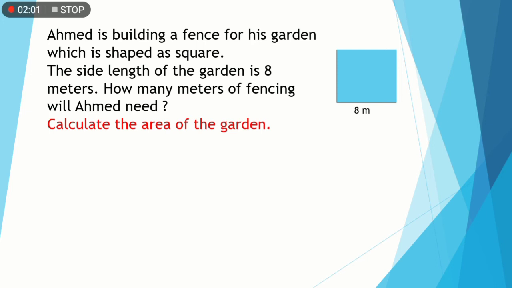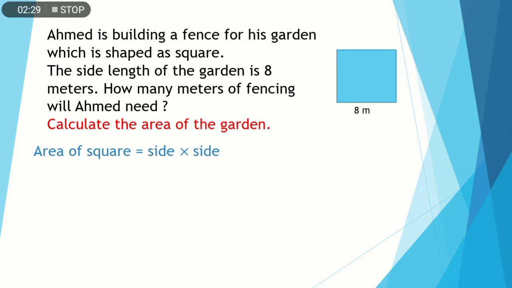Calculate the area of the garden. How can I get the area? If I want the area of a square, the rule says area of a square is side times side. What is the meaning of side times side? Look, the side is 8. It means 8 times 8. If the side is 4, 4 times 4, 5 times 5, 6 times 6, 7 times 7.